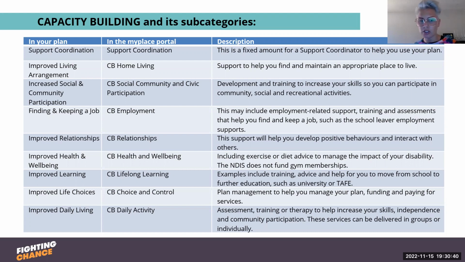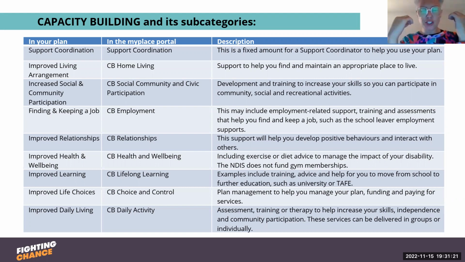CB choice and control, or improved life choices, is if you've chosen to be plan managed. This will be a stated amount, so it can only be used for plan management, and it's always NDIA managed, because a plan manager can't pay themselves. So that's essentially added in. Some people think, oh, I don't want to be plan managed because then I won't get it, like that funding could be put somewhere else. Doesn't work like that. So if you make the choice to be plan managed, they will build in the funding for plan management. But if you don't, it makes zero difference to your plan. It just isn't built in.